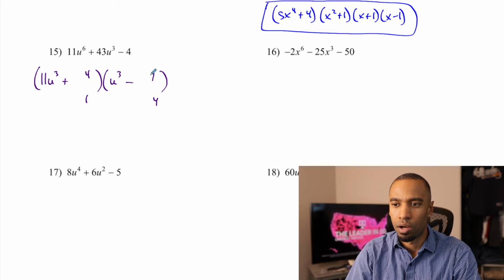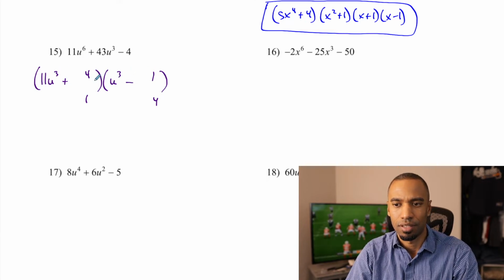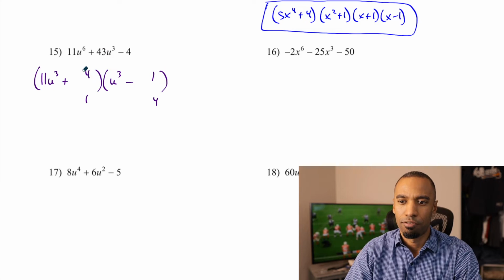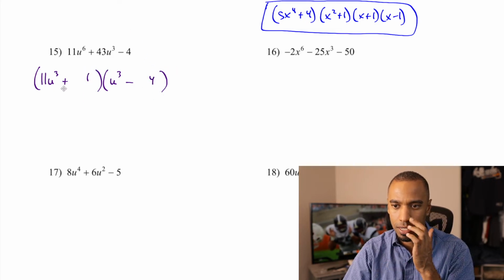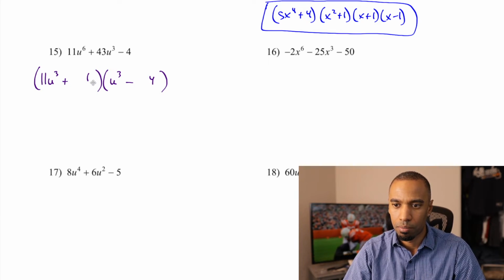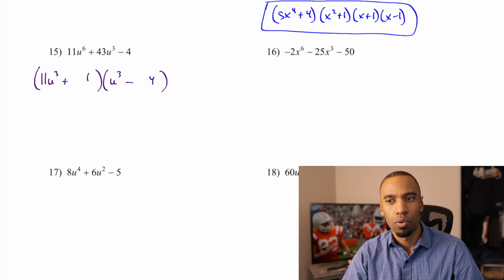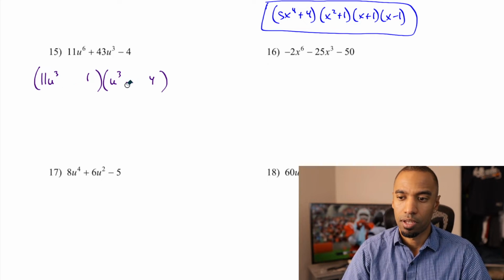If I do 1 there, that's negative 11 plus 4. That's too small. Negative 44 plus 1, though, that'd be negative 43. So that seems to work here. Check this out. Negative 44 plus 1 is negative 43. We want a positive 43. So the plus and minus are in the wrong spot there. That'd be minus and plus.